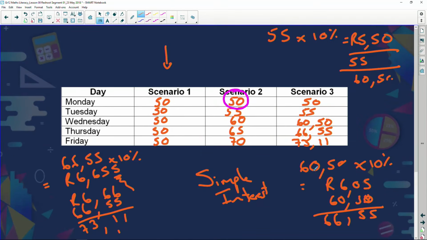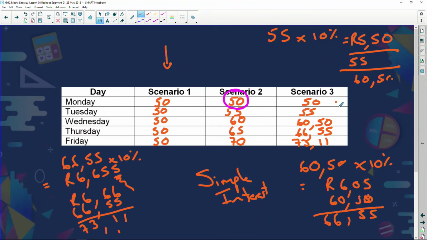What have we done with this whole scenario? We've actually calculated the new interest on the current balance. Not on what I borrowed, but on the current balance. Let's have a look. I took 10% of 50. Then I took 10% of 55. Then I took 10% of 60 rand 50. Then 10% of 66.50. Then 10% of... well, I didn't have to, because we stopped after day 5.